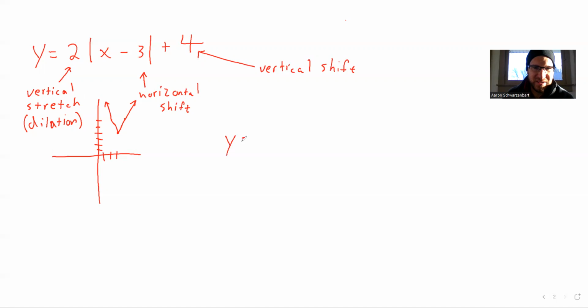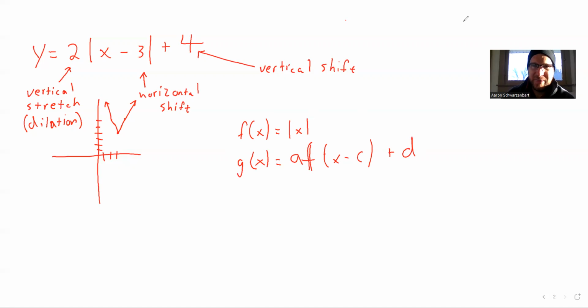And we did do some of these in function form. That general function form was, we said f of x was absolute value of x, and g of x then was some value a times f of x minus c plus d. And that minus c part was my horizontal translation, my plus d was my vertical shift, and my a was my dilation.